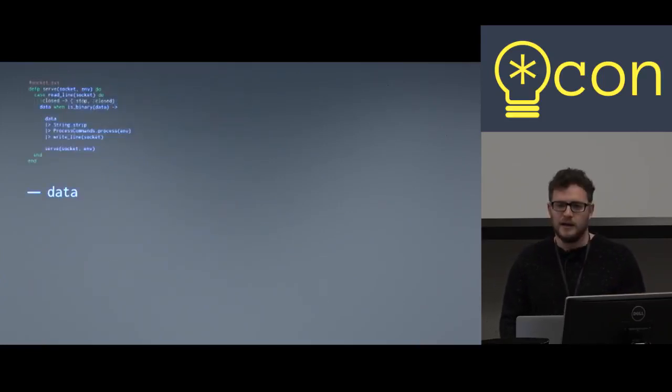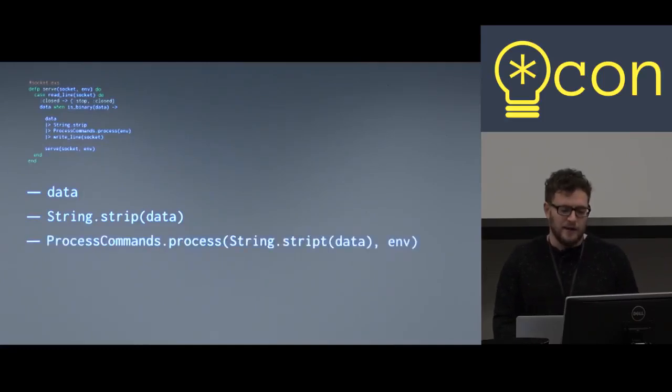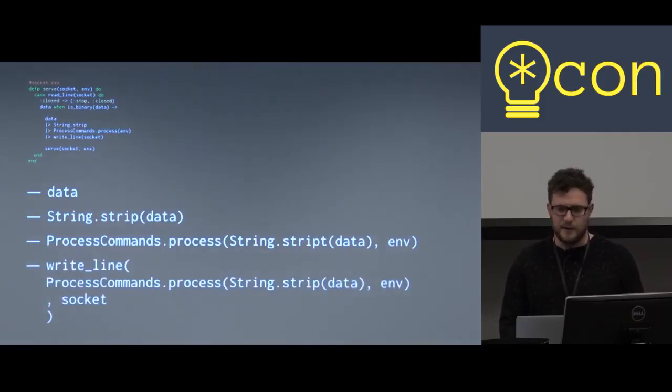We basically get this data, then we call string.strip, which is probably going to remove a new line from it. We can guess from other programming languages. Then we're going to call something called process commands on it, which is probably going to do some work. And then we're going to write it back to a socket. I don't even know Elixir, but I can kind of guess at what this is doing.